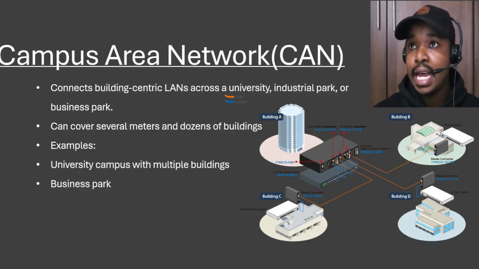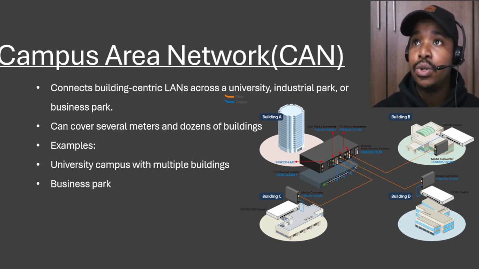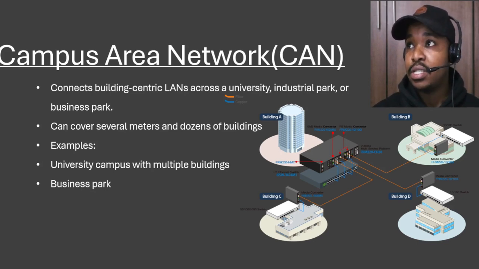And then we're looking at the campus area network. It connects building-centric LANs across a university, industrial park, or business park. It can cover several meters and dozens of buildings. An example would be a university campus with multiple buildings or a business park. When I think about this type of network, I think about my own university that I studied at. We used to go to labs, we used to go to administration centers, we used to go to different residences.